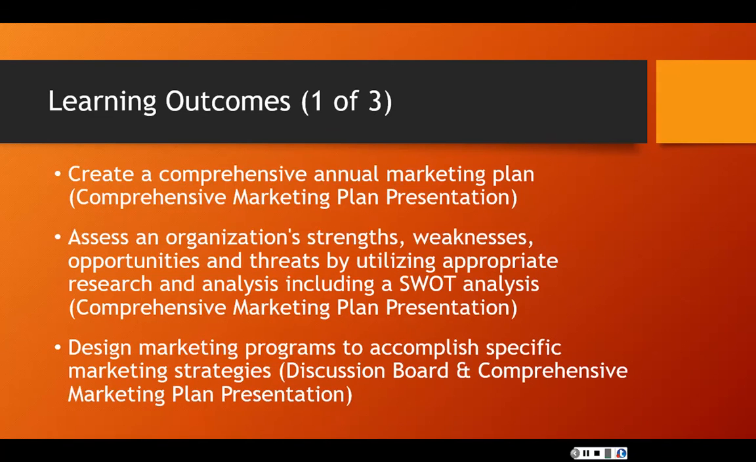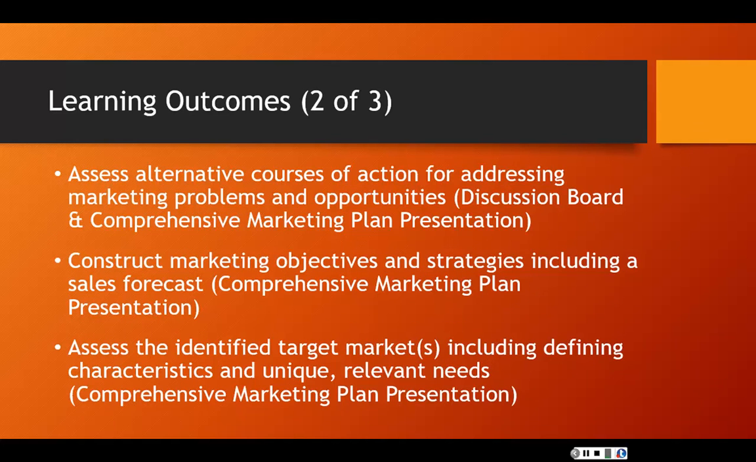So you have 3 learning outcomes, 3 things that you should hopefully learn from this week. And they are all from the marketing plan presentation, which I'm going to talk about in a minute. So your first outcome is to create a comprehensive annual marketing plan. Second one is to do a SWOT analysis. Third one is to design marketing programs to accomplish specific strategies.